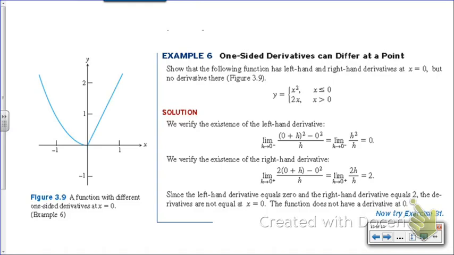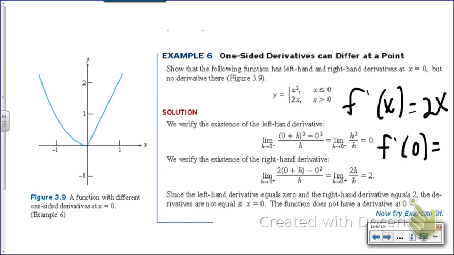We know that the derivative of x squared, which we've already found, is 2x. So when we plug in 0, the derivative at 0 is equal to 0. On the other one, we know that the derivative of any straight line is the slope of that line because the slope doesn't change on a straight line. In this case, the slope is 2. So the left-hand derivative equals 0 and the right-hand derivative equals 2. The derivatives are not equal at 0, so it does not have a derivative at 0.